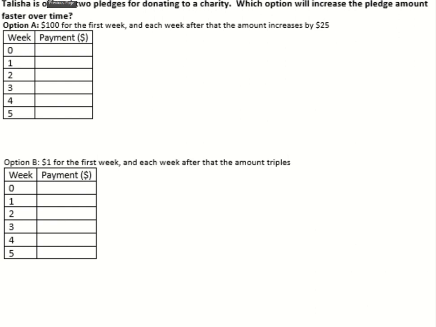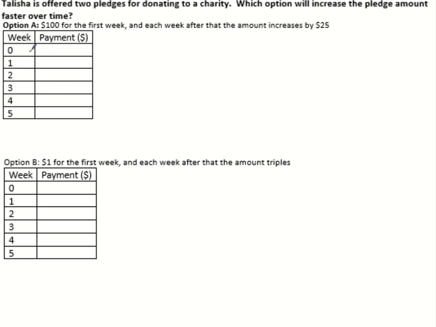All right, so now what I want to talk about is I want you to compare these two pledges for donating to charity. So we want to see which one's going to increase the pledge amount faster over time. So I have option A and option B. I want you to fill out the tables, and then I want you to answer the question. And you can actually even write me a function for each table. So write me a function for option A, function B, and we can talk about the differences.